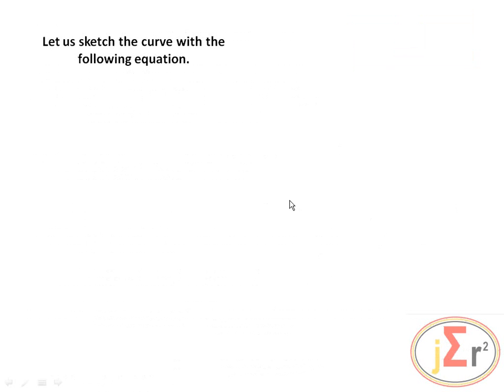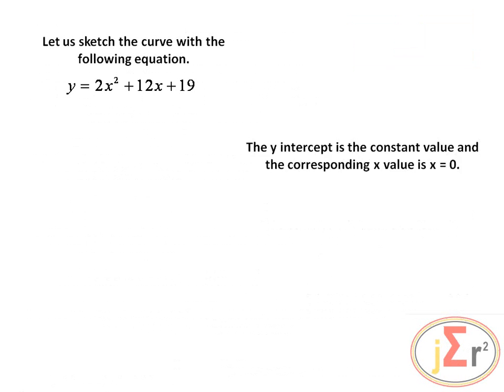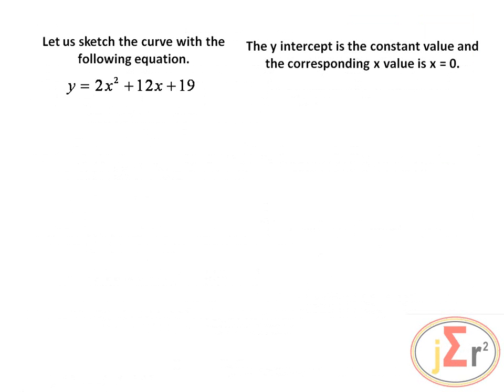So we have another curve to sketch. 2x squared plus 12x plus 19. The y-intercept is a constant value. The corresponding x value is x equals 0. That constant value will be the y-intercept. Therefore, the coordinates of the point will be 0, 19.